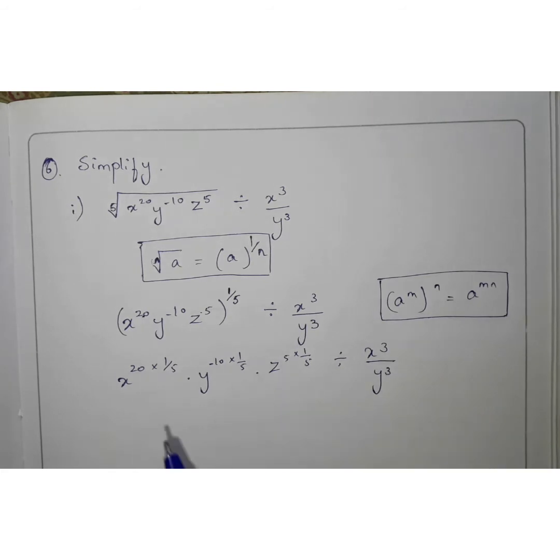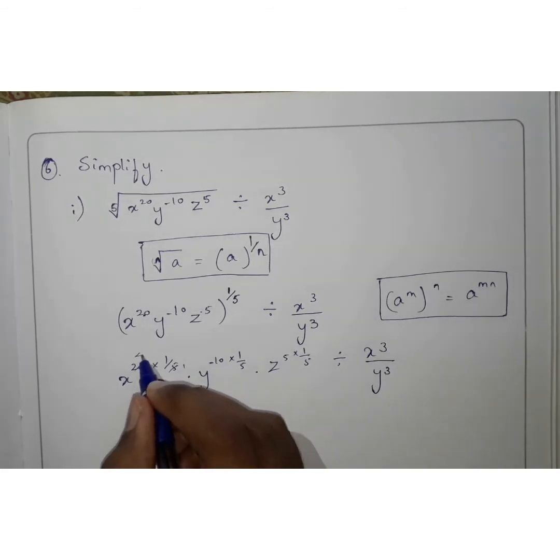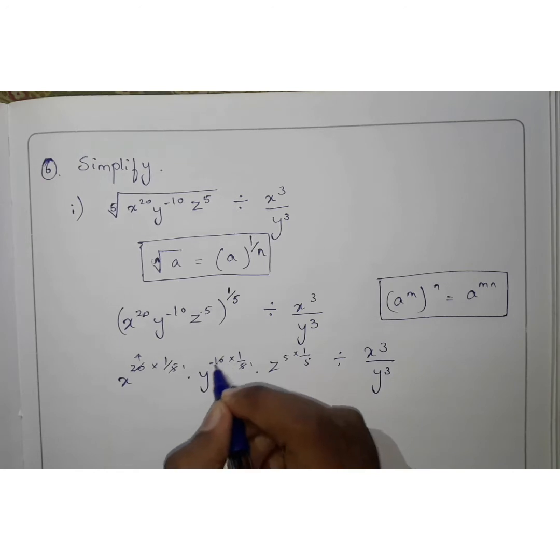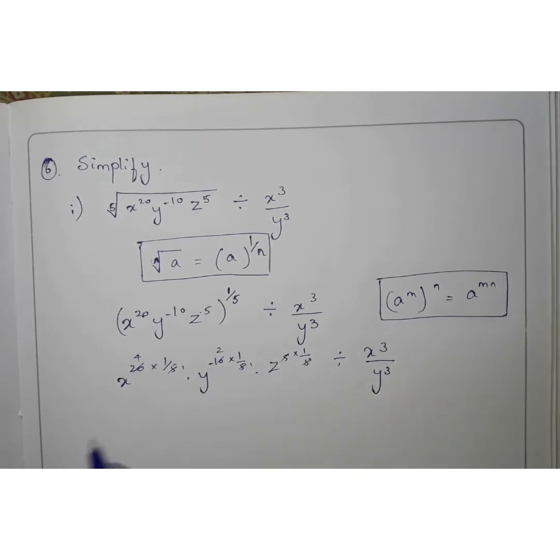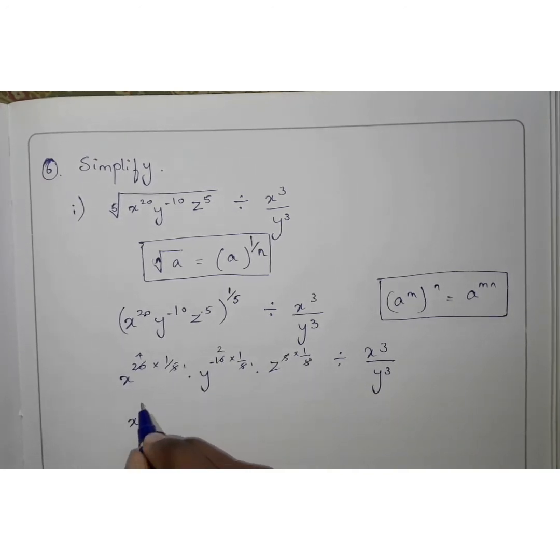Now 5 ones are 5, 5 fours are 20. 5 ones are 5, 5 twos are 10. 5 and 5 get cancelled. So the remaining term here is x to the power 4. Here the remaining term is y to the power minus 2 and here it's just z.